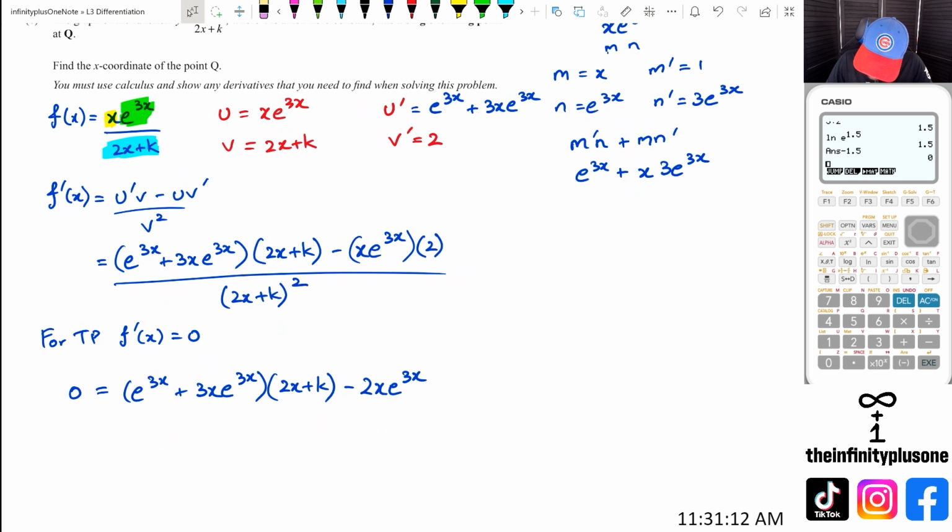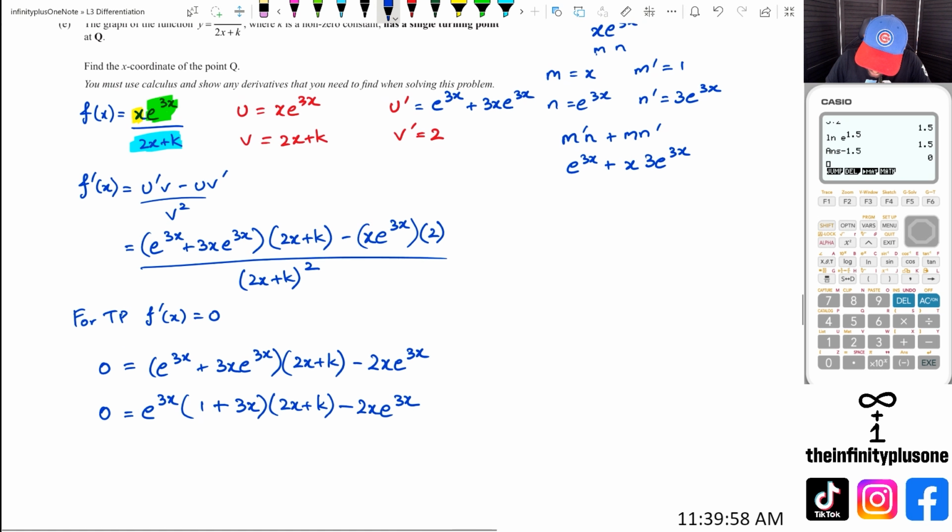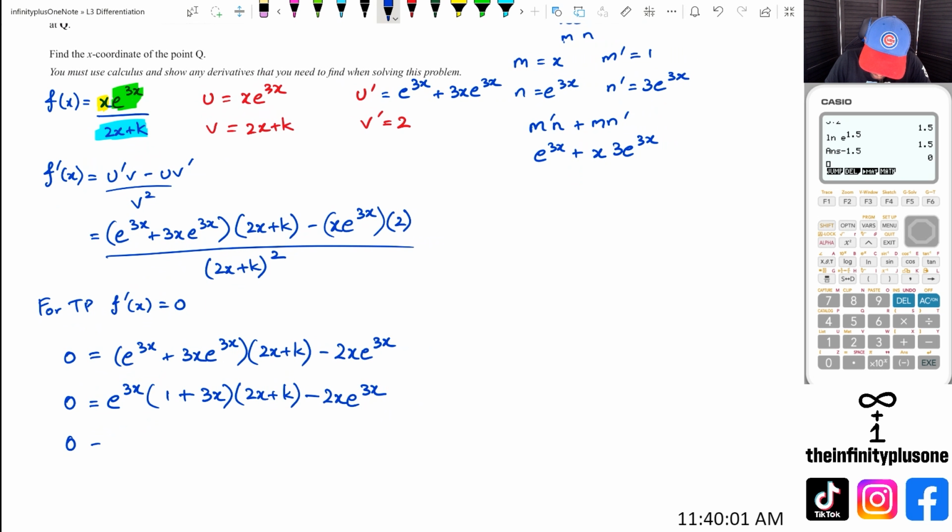Now from this point, what I can see is that e to the power of 3x is a common factor. So I'm going to take that out. e to the power of 3x is a common factor here, and I'm going to get 1 plus 3x multiplied by 2x plus k minus 2x e to the power of 3x. All right, so the next thing I'm going to do is take out e to the power of 3x as a common factor for the whole thing here, which means I should have 1 plus 3x multiplied by 2x plus k minus 2x.